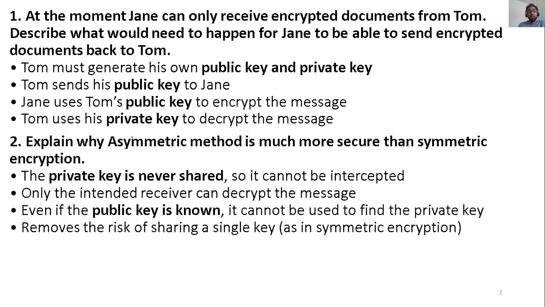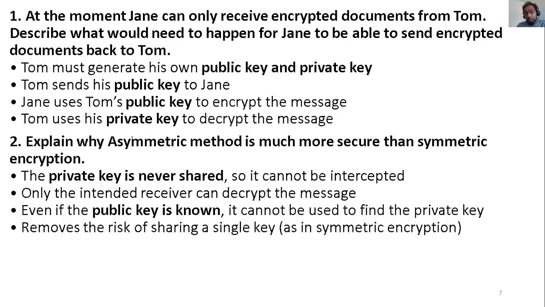Okay, this is a question. At the moment, Jane can only receive encrypted documents from Tom. Describe what would need to happen for Jane to be able to send encrypted documents. How can Jane send encrypted documents to Tom? For Jane to send encrypted data, Tom must generate the keys, obviously. As previously Jane generated keys, now for Jane to send the data, Tom must generate the keys and share the public key with Jane.